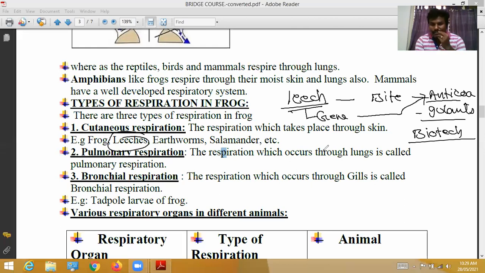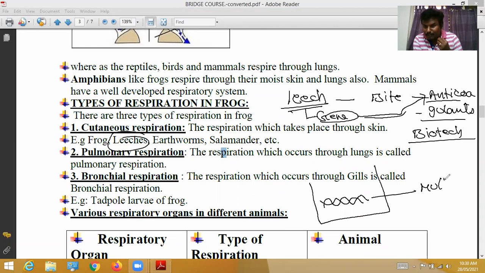Listen carefully. That particular gene is isolated from the leech and multiplied through biotechnology, and the same genes are produced in large numbers. Generally, DNA gives RNA, and this RNA gives proteins. A kind of protein is synthesized from the leech.